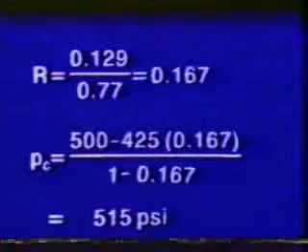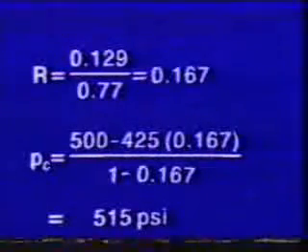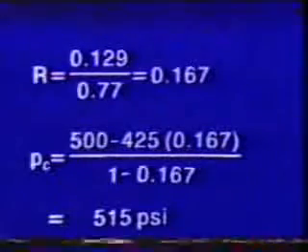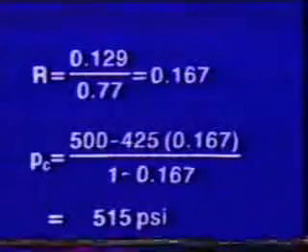We are told that the bellows pressure area is 0.77 square inches, and the area of the port is 0.129 square inches. The bellows pressure, P sub D, is set at 500 psi, and the tubing pressure, P sub T, is 425 psi. R is calculated to be 0.167. The casing pressure required to open the valve is calculated to be 515 pounds, that is, 15 pounds above the bellows pressure. A higher casing pressure is required because of the effect of the lower tubing pressure on the port.